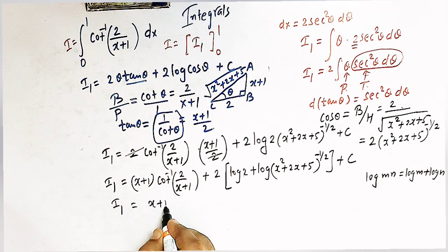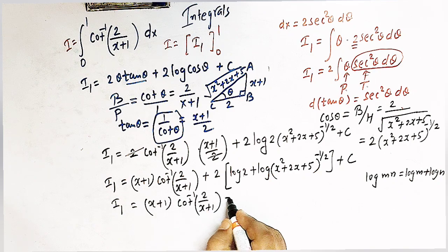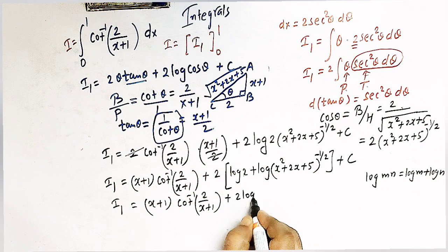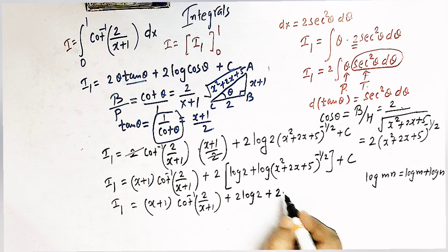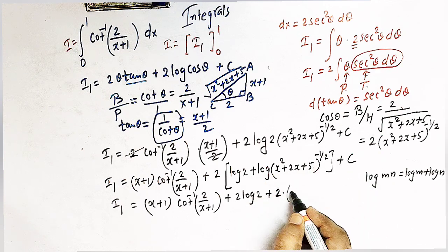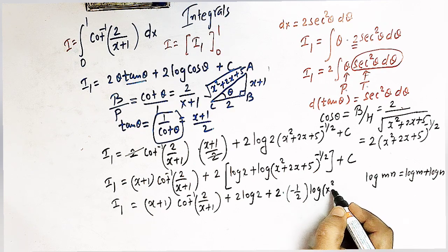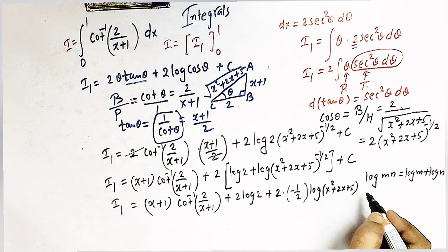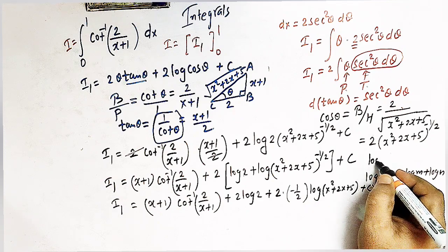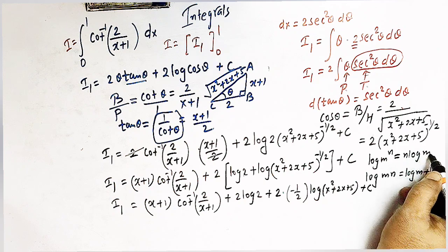So here we have x plus 1, then cot inverse 2 over x plus 1, and then we can multiply these two terms by this 2. So we have 2 log 2 plus 2 times a log of this term. So we can now take this minus half in front of log. So we have minus half, and then we have log of x square plus 2x plus 5, and c is the constant of integration. So here we have used this property of log, that is log m raised to n is n log m.